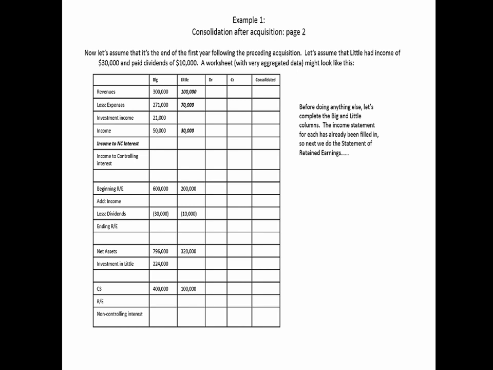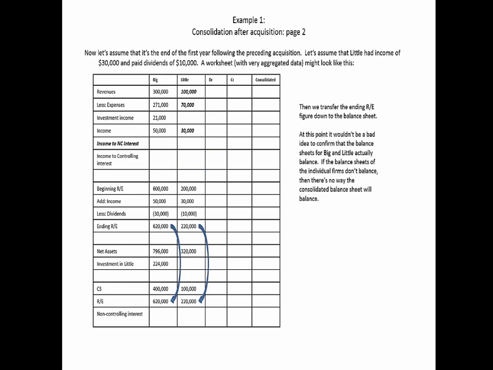Now, before doing anything else, let's go ahead and complete the Big and Little columns. The income statement for each has already been filled in, so next we need to do the statement of retained earnings. Again, we take the income figure from each company individually and transfer it down to the statement of retained earnings. So for each company, beginning retained earnings plus income less dividends equals ending retained earnings. And then we transfer that ending retained earnings figure down to the balance sheet.